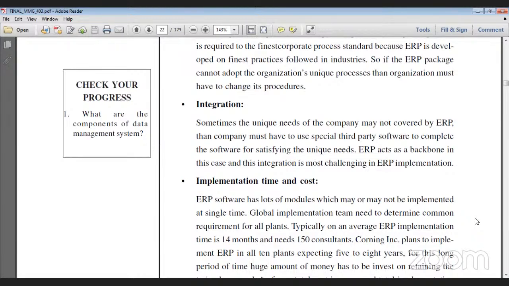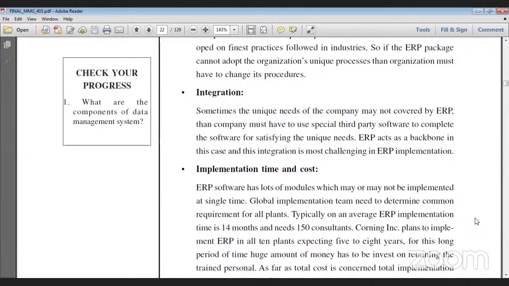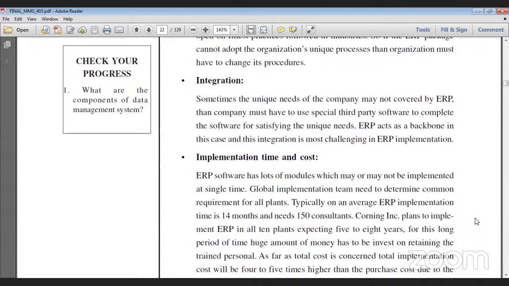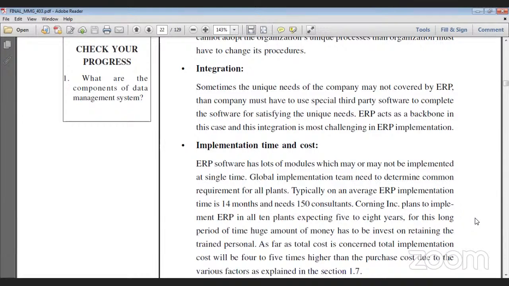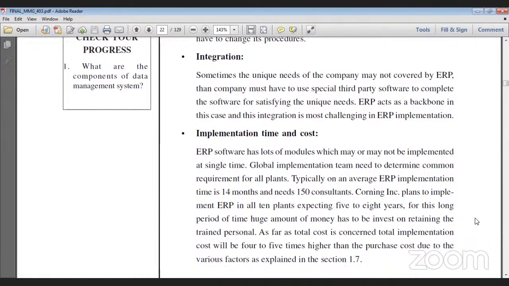For this long period of time, a huge amount of money has to be invested in retaining the trained personnel. As far as the total cost is concerned, the total implementation cost will be 4 to 5 times higher than the purchase cost, due to the various factors explained in section 1.7.